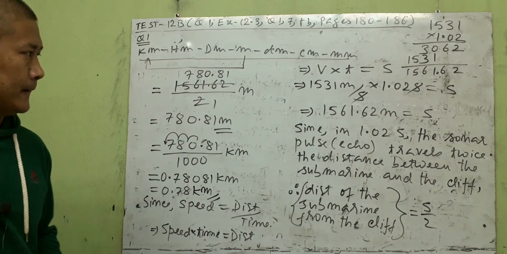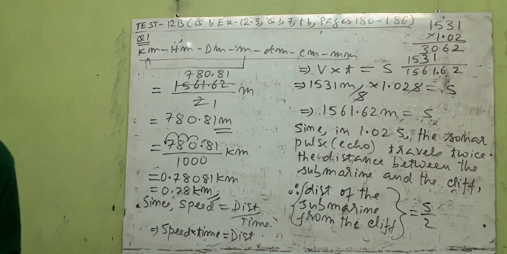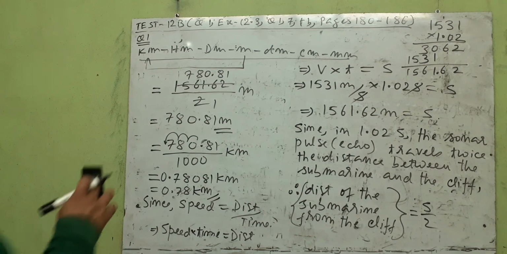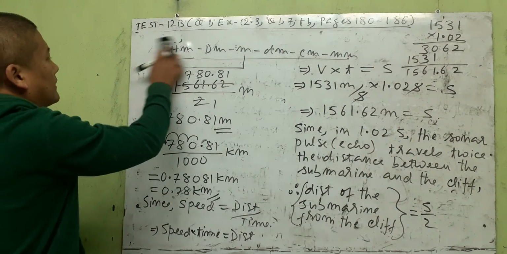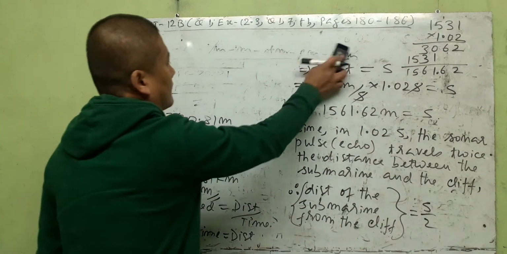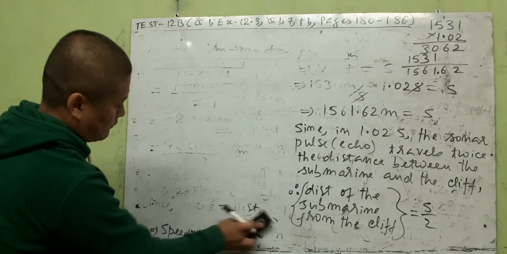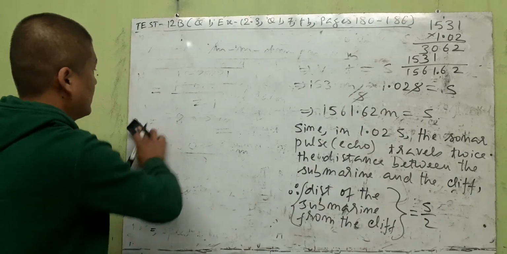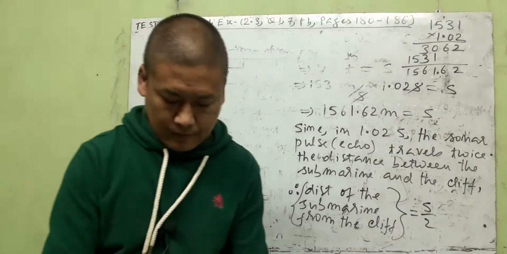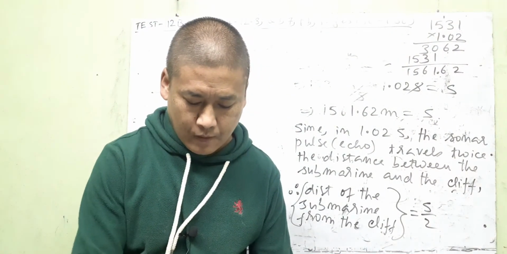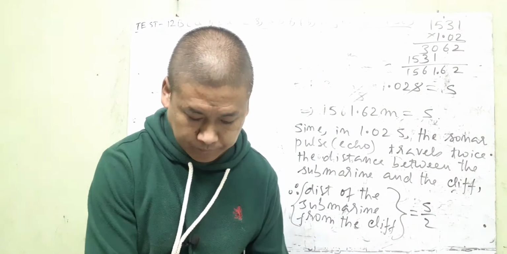Okay, one more numerical. I think we can complete it in this class itself. So let us see. Next is question number 7 on page 186. Textbook question. So question number 7, page 186.